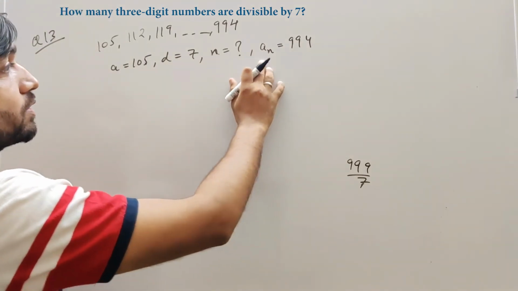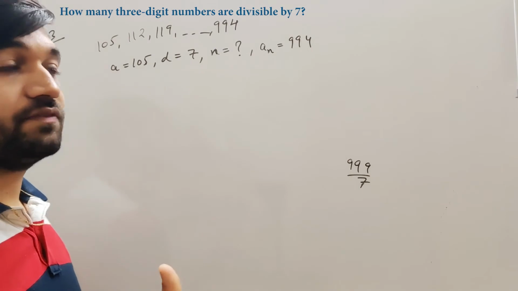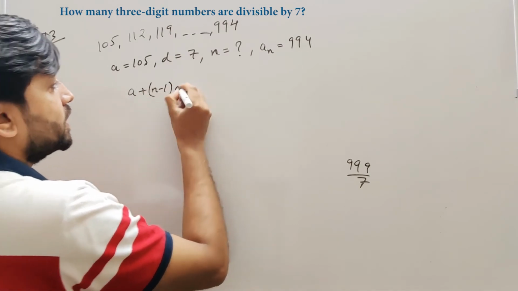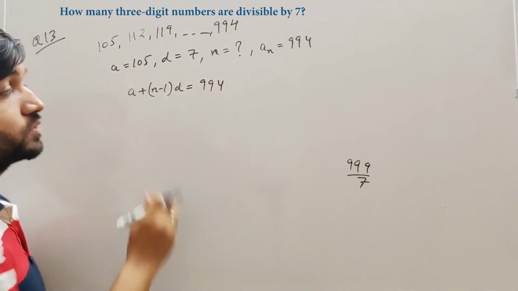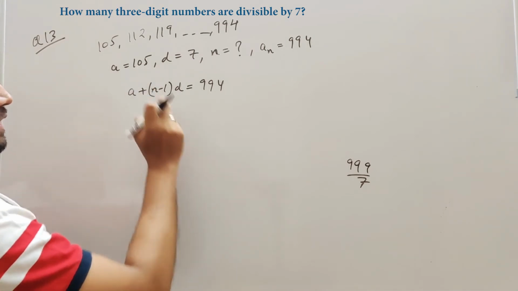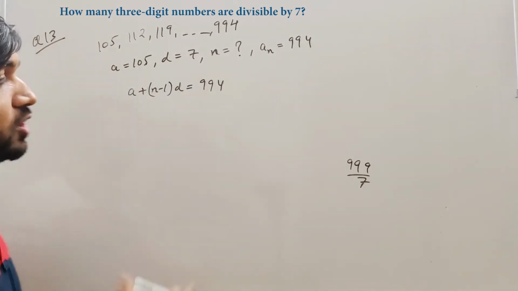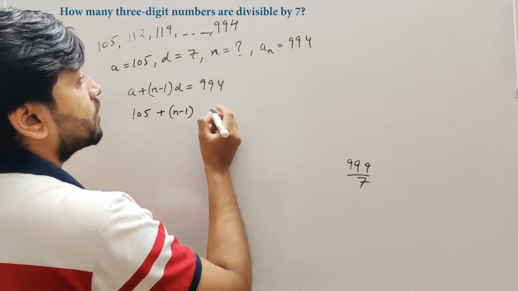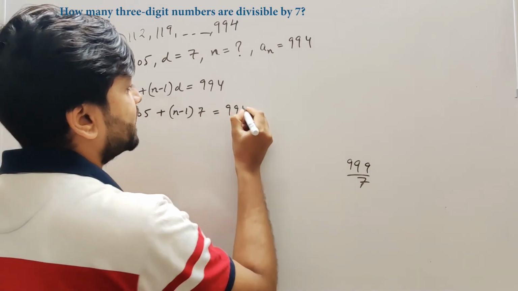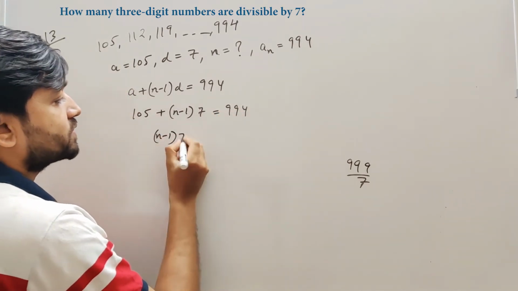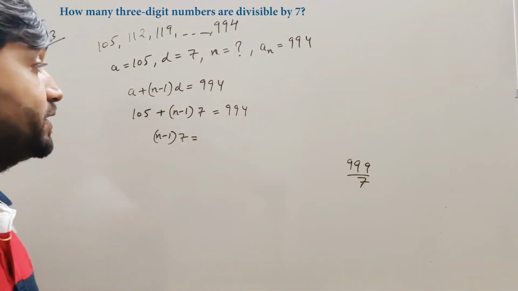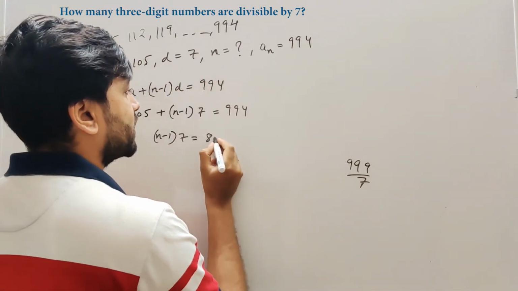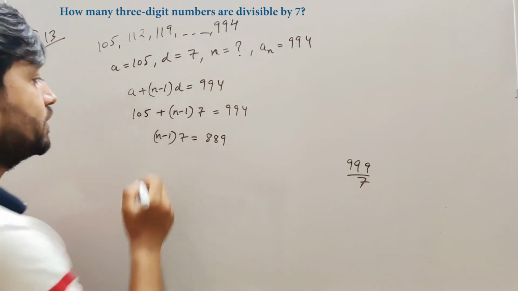So we'll start with using this equation. An, we'll use the formula. So for an, I'll substitute a plus n minus 1 into d is equal to 994. So in this formula, I know a value, I know d value, and I can find n value by solving this equation. So a is 105 plus n minus 1 into the common difference 7 is equal to 994. So n minus 1 into 7 is equal to this, plus 105 becomes minus 105. So that is going to become 994 minus 105, which is 889.